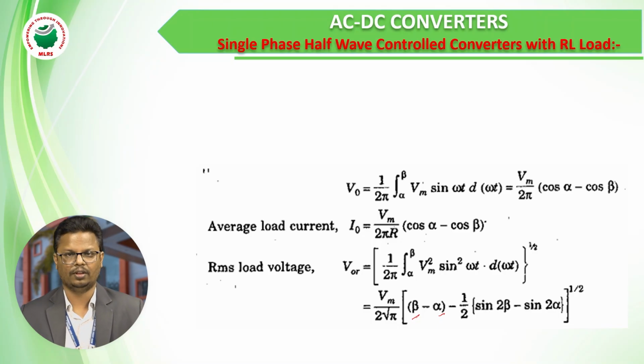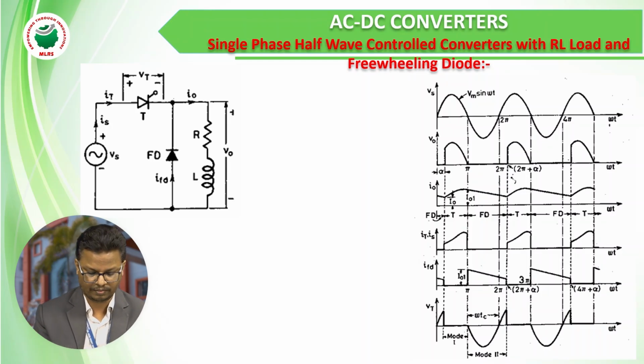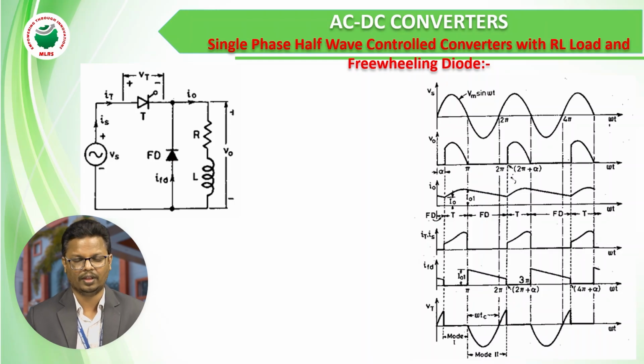So we have now studied the R load and the RL load. One more important point is that the thyristor is a switch. When we switch off, the switch should turn off, but due to the inductor it is still in conduction. To avoid that, we use the freewheeling diode. In this circuit, the diode is connected across the load. The operation is the same for the RL load.